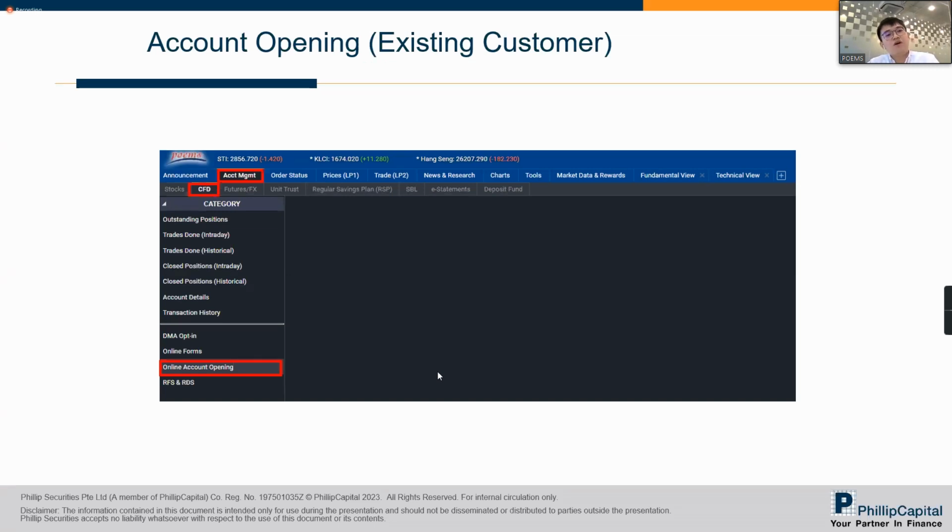Okay, so for account opening for existing clients, you may open and activate the CFD account by logging into Poems. You click on account management, then you go to CFD, then you click on online account opening. It's very easy. You can use the Poems Trade app as well.